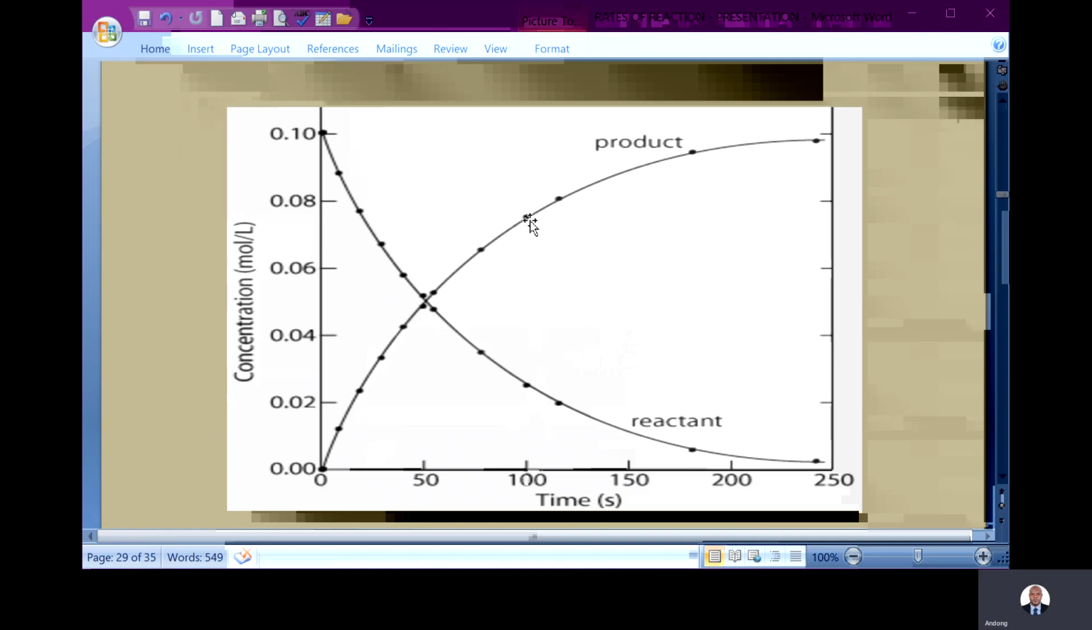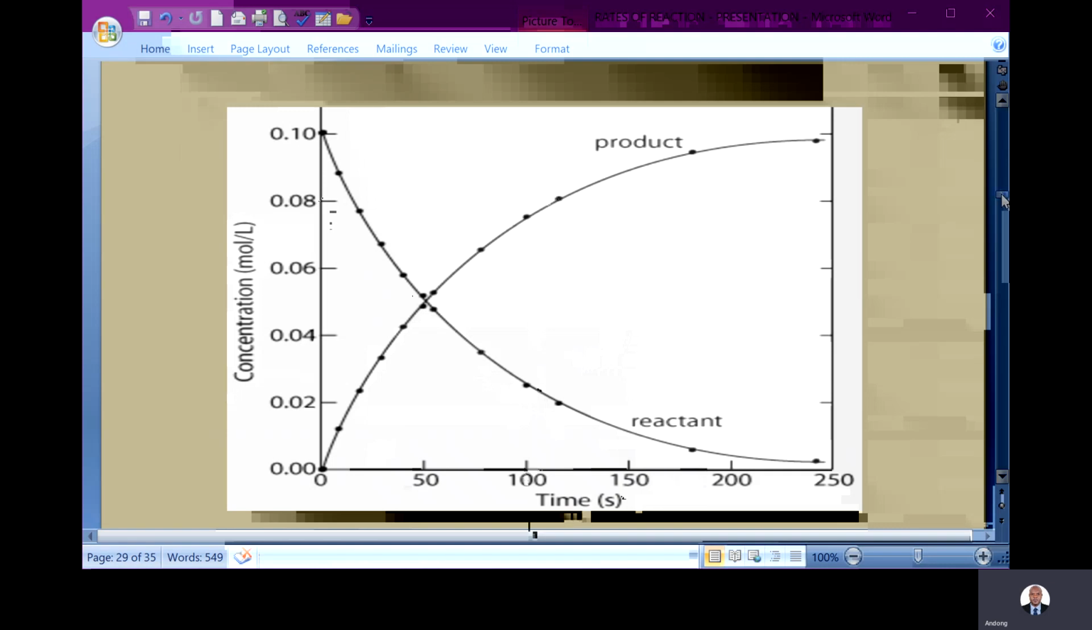For the product, in order to calculate the rate here, you need to find a gradient. And in trying to find a gradient, you need to draw a tangent at the particular spot, 100 seconds. You draw a tangent here, then you find a change in the concentration of the product over time. For the reactant, you would draw a tangent at a particular spot here and check for the change in the concentration of the reactant with time.